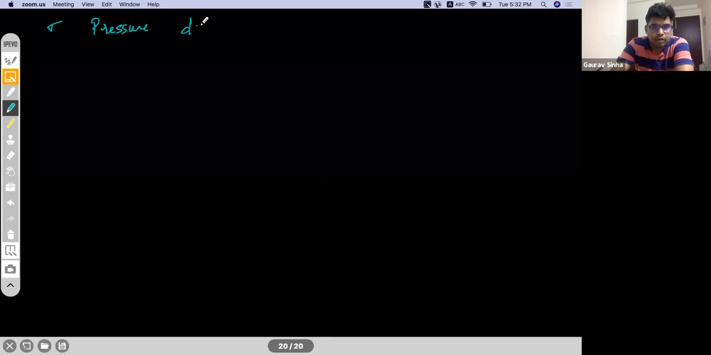So we are going to understand next the pressure due to liquid, how liquid exerts pressure. Write down the heading, pressure due to liquids.